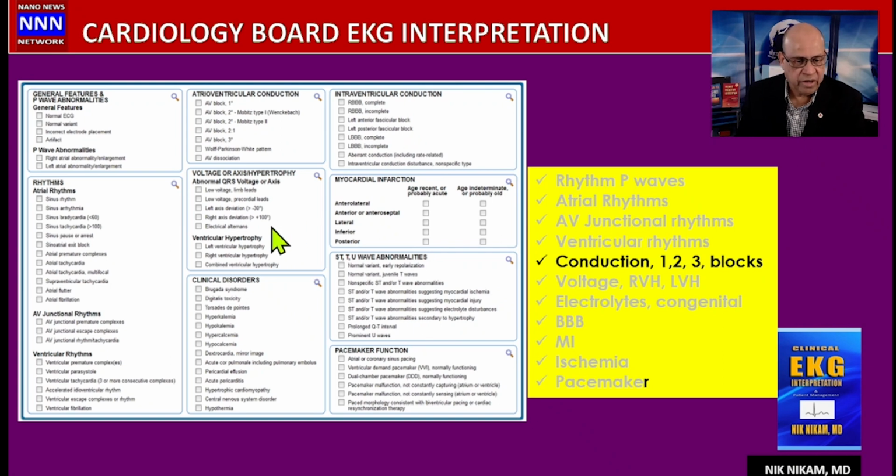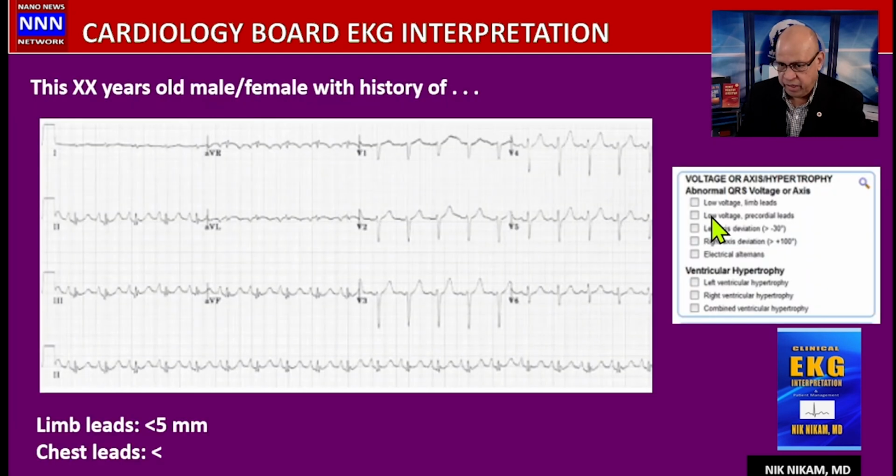So let us continue with the axis changes and hypertrophies. Another important thing covered here is low voltage in the limb leads and chest leads. Here is the evidence of low voltage in the limb leads, while the chest leads have more than 10 millimeters. Basically, if the voltage in the limb leads is less than 5 millimeters, and in the chest leads less than 10 millimeters, it is considered low voltage.